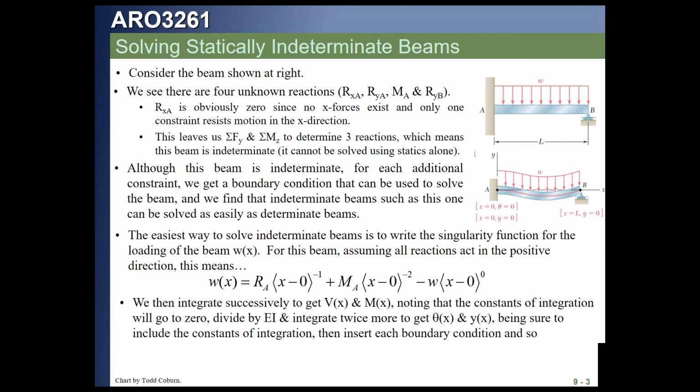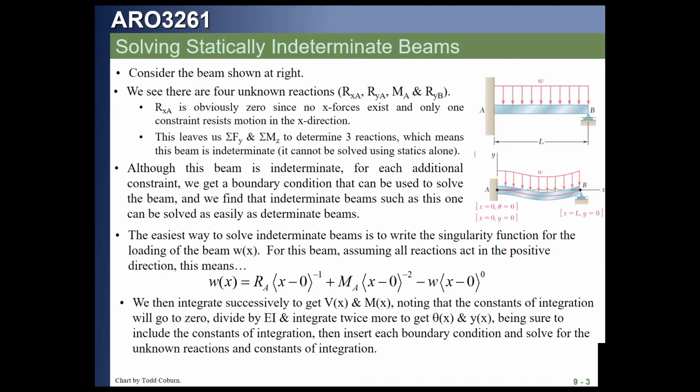Each time we will get a coefficient of integration, which, if we imposed our boundary conditions like a shear at some value and a moment at some value, we would find that that coefficient is 0. Therefore, we often will ignore the constants of integration for those first two integrations. We then divide the moment equation by EI and integrate twice more, once to get the slope and once to get the deflection. This time we must include the constants of integration.